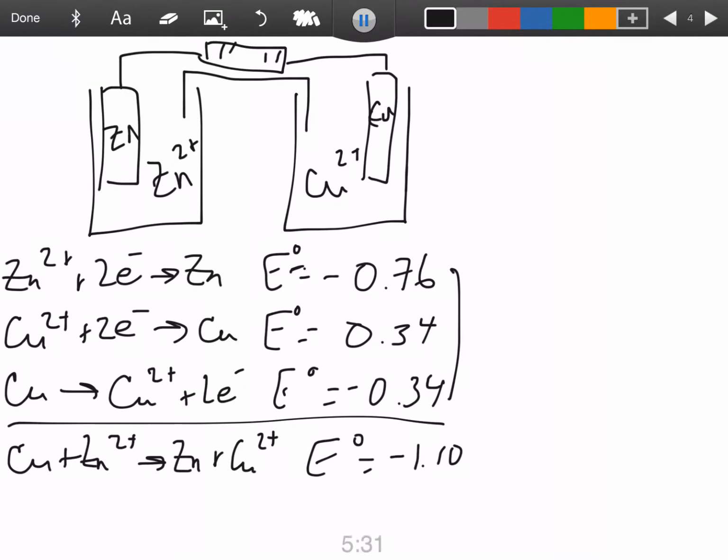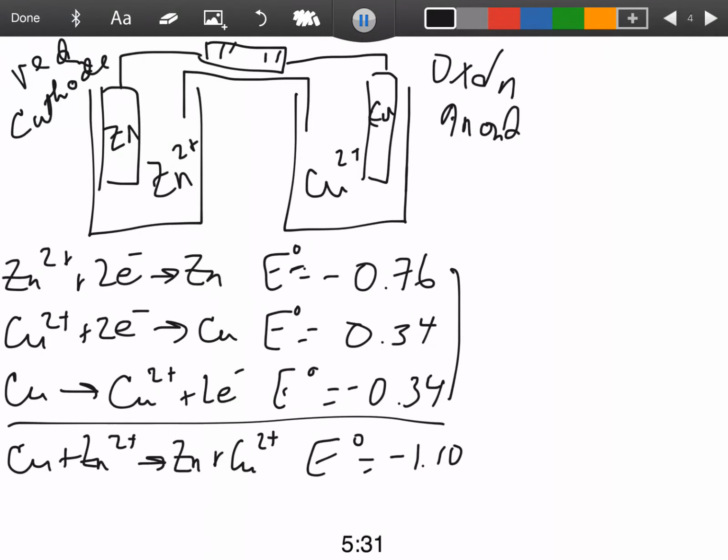And so what do we have going on here? We've got reduction happening at zinc. So we've got reduction happening up here, which means this is my cathode. And I've got oxidation happening here, which means that this is my anode. Oops, anode. Sorry about that.